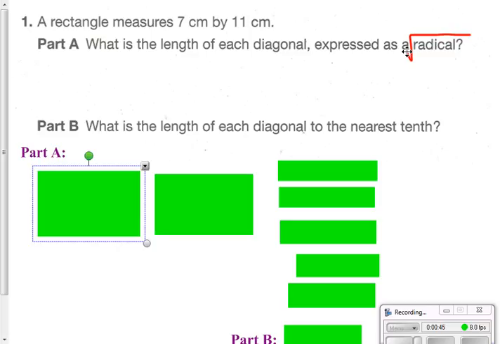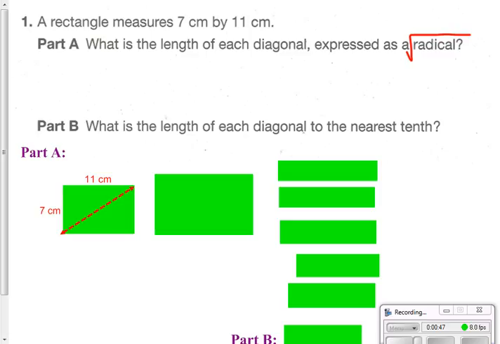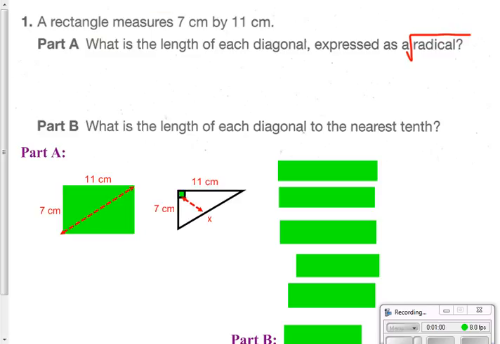Part A, down here, the first thing I would do is go ahead and construct that rectangle. We know it is 7 centimeters by 11 centimeters. We need to find the diagonal going through that. If you think about it, the diagonal breaks it down into a triangle. Opposite of that right angle is x, or side C, known as the hypotenuse.